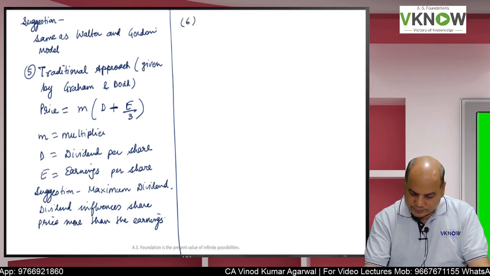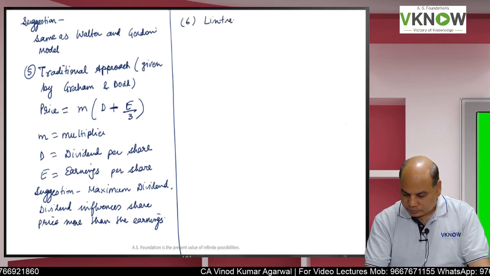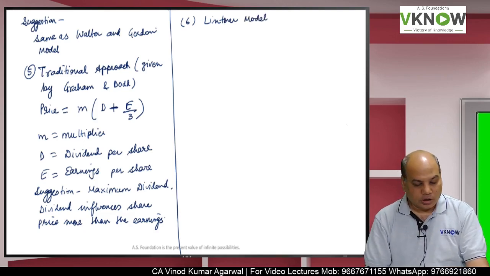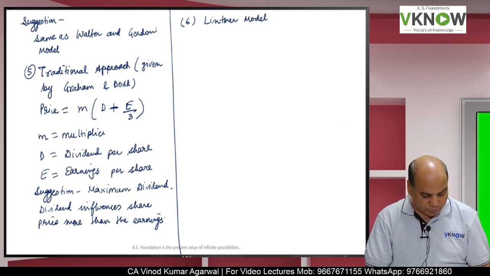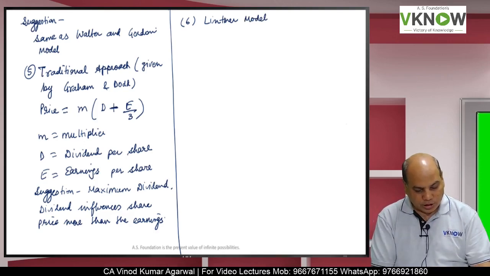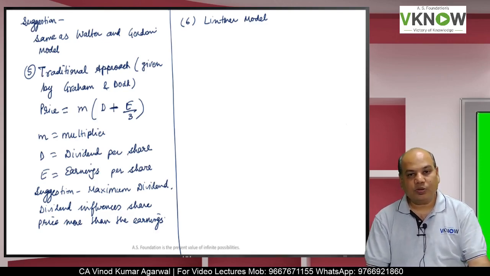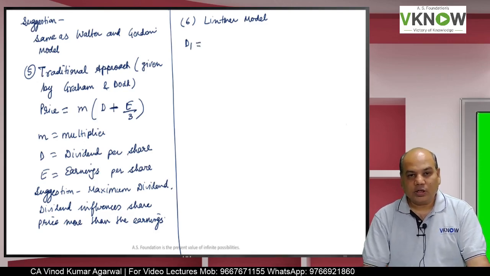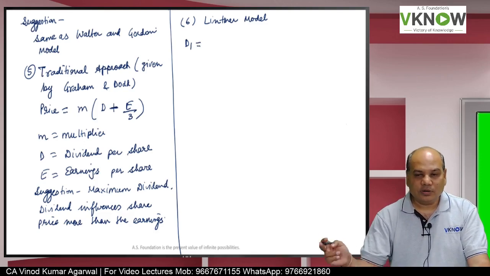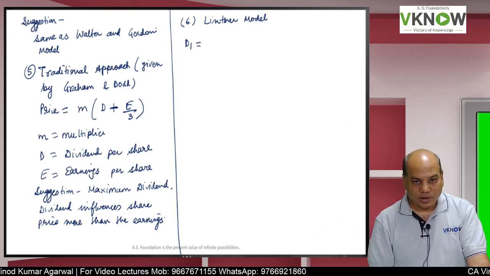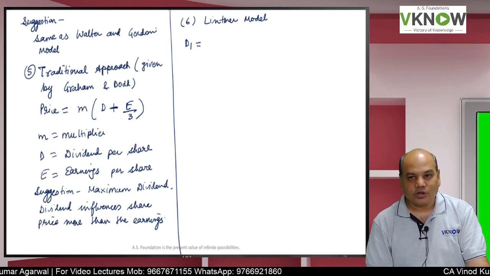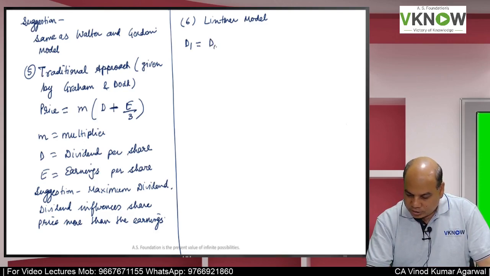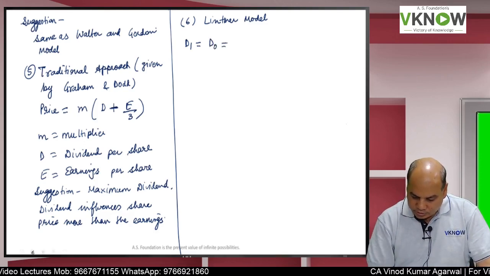Then you write down Lintner model. Lintner model does not give you the price of the share, but Lintner model helps you to calculate the dividend to be paid in the current year. So according to Lintner model, current year dividend depends on last year dividend, current year EPS, and the adjustment factor, and the long-term target payout ratio. Is it right?